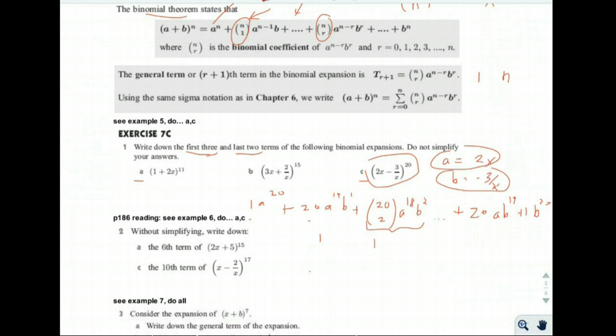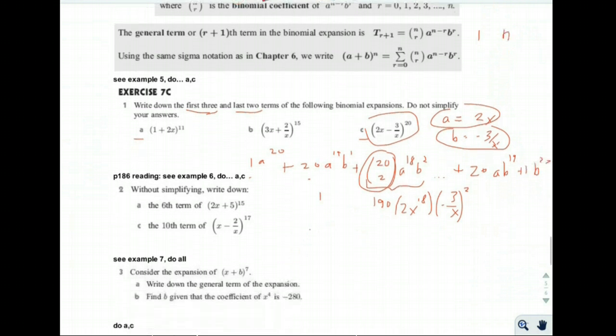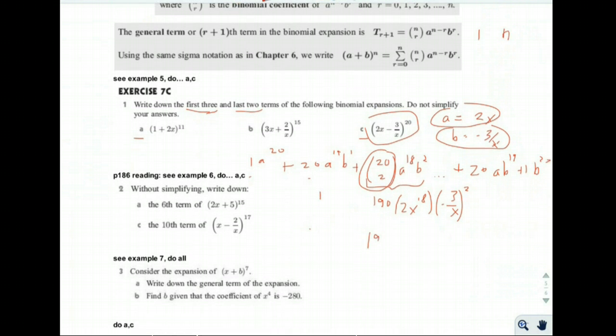And we're going to write 190, which is this coefficient here, times a to the 18th, which would be (2x) to the 18th. And then b squared would be (negative 3 over x) squared. It says do not simplify, so we don't have to simplify. Oh, and I made a mistake here. I wrote 2x to the 18th, but it's actually (2x) to the 18th.